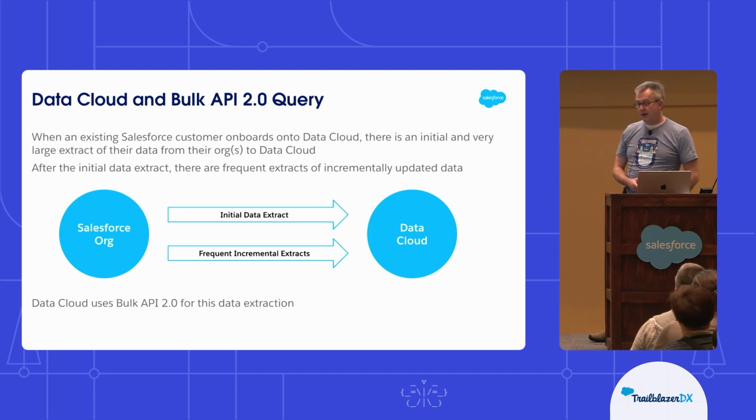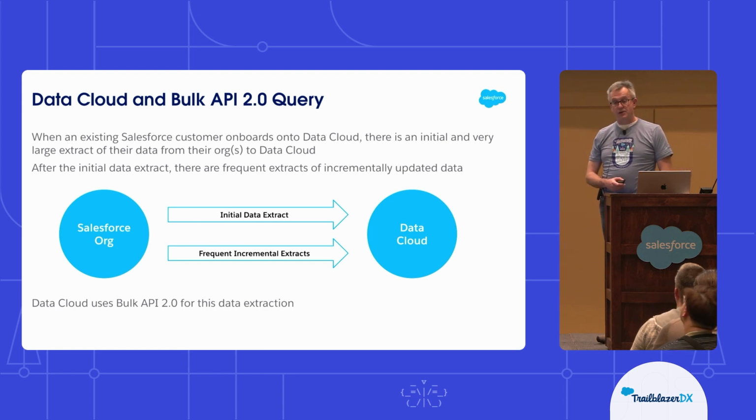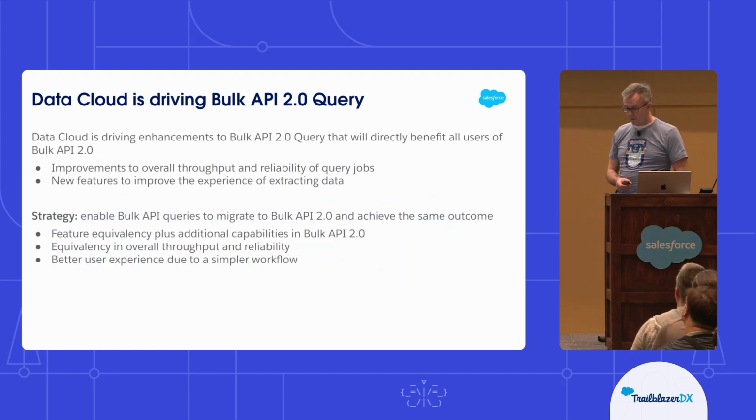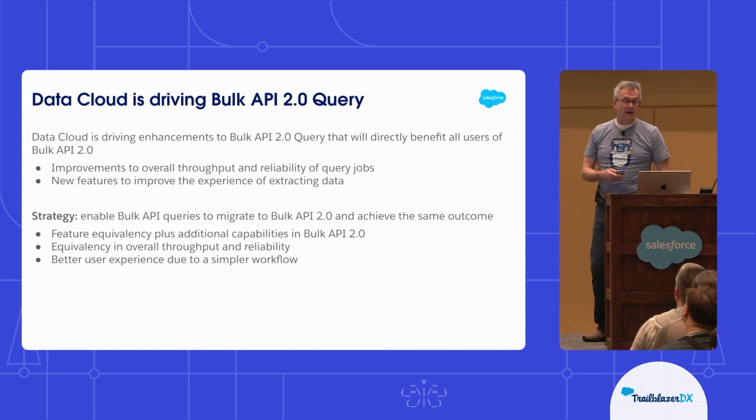Not only are they using bulk API to query for the initial day zero load, they're also using it for incremental extracts as well. So if you set up your Data Cloud CRM connector for particular objects, particular entities, not only will it do the day zero extract, but it's also doing 10-minute incremental extracts. So there's a lot of work going on in terms of bulk API to query being driven by Data Cloud and Replication Service. And so, as I mentioned, this is going to benefit all of our customers.